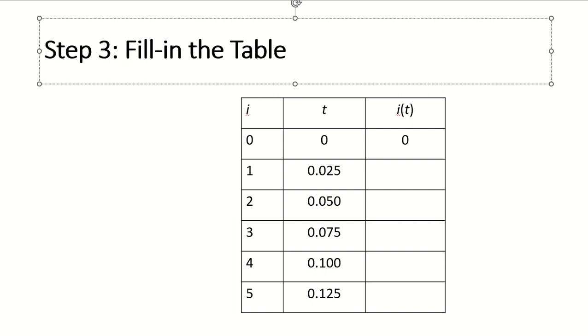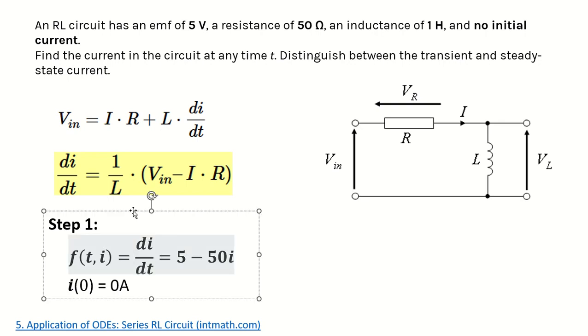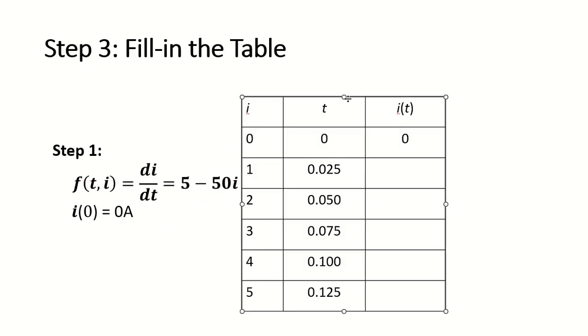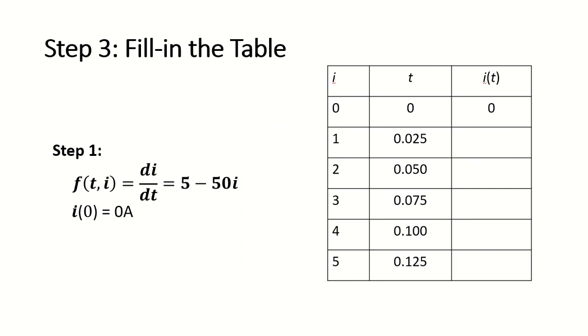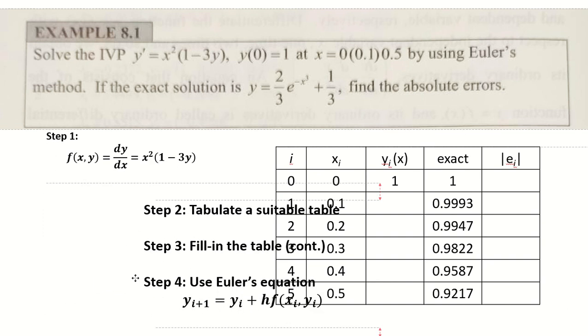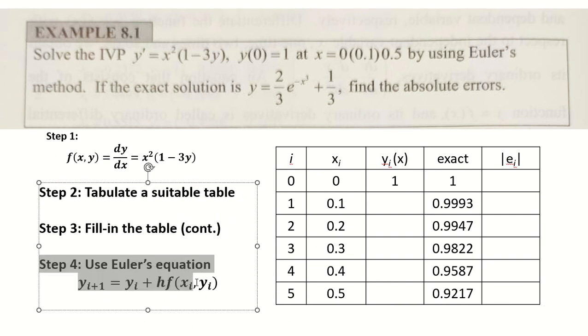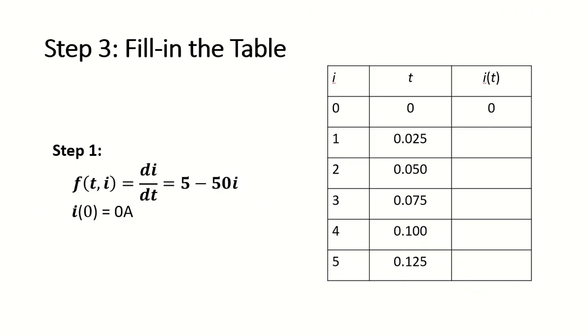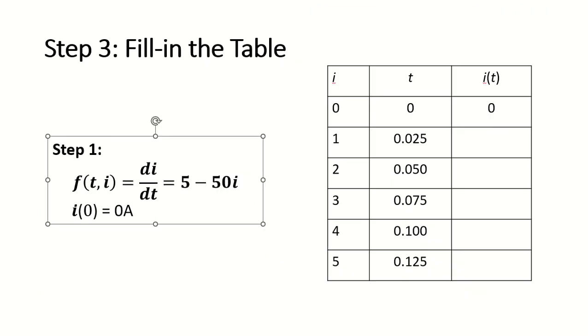So how are we going to fill in? We have the equation for our step 1, this one. And then we need to get the Euler formula. What is the Euler formula? It is here, the step 4. So basically step 1, step 3 and step 4 should be together.